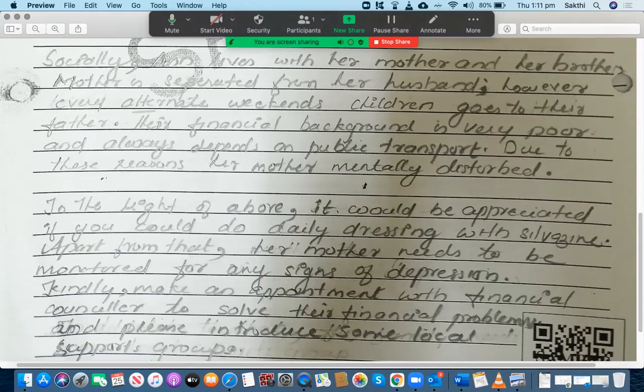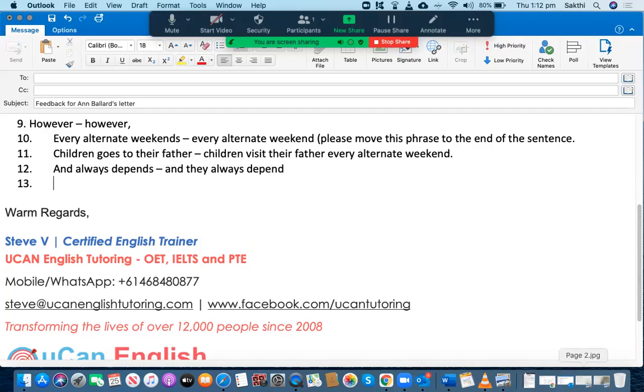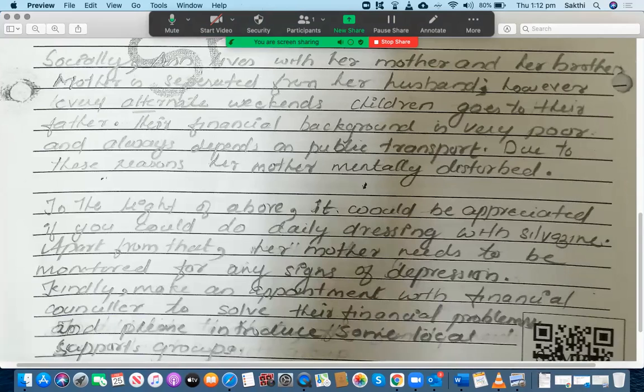So their financial background is very poor and always depends on public transport. Okay, instead of that, you can say, and they always depend on. That's correct. Always depends is wrong. It's not a singular verb. You shouldn't use verb plus s. You have to use verb only. Depend on public transport. Okay, that's good.